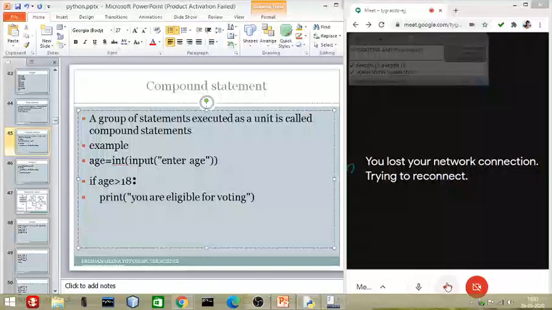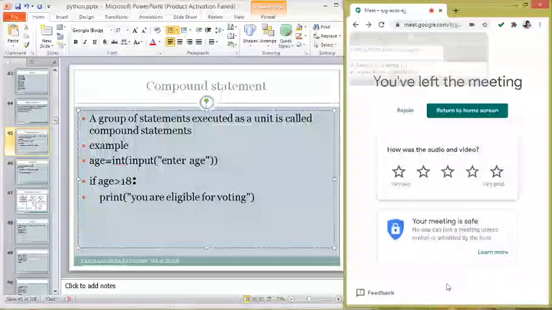Okay, I think there is a network issue. I'll disconnect and I'll connect again.